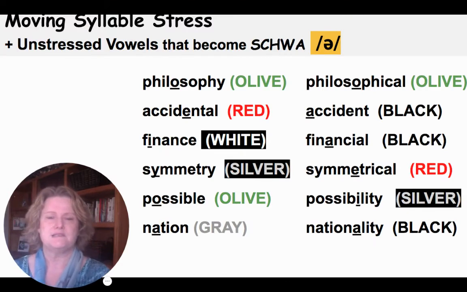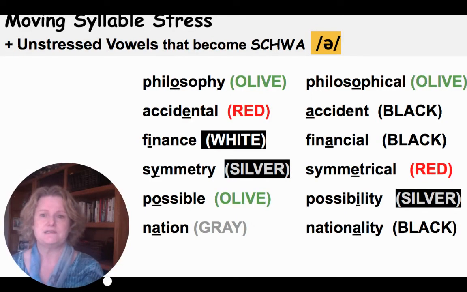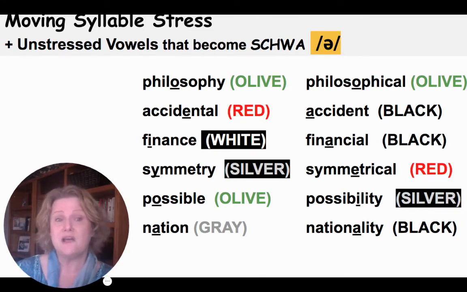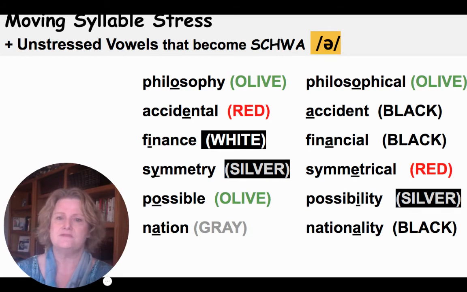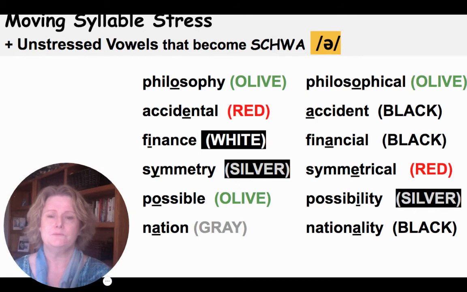So let's put this into practice. Some words actually have a moving syllable stress. Look at philosophy. The first O is stressed. It's olive. Now for philosophical, it moves to the second O, which happens to be olive here. Everything else here is schwa, philosophical. In the case of philosophy, if a word ends with a Y or IE, or like IES, as in plural, then it's going to be green.